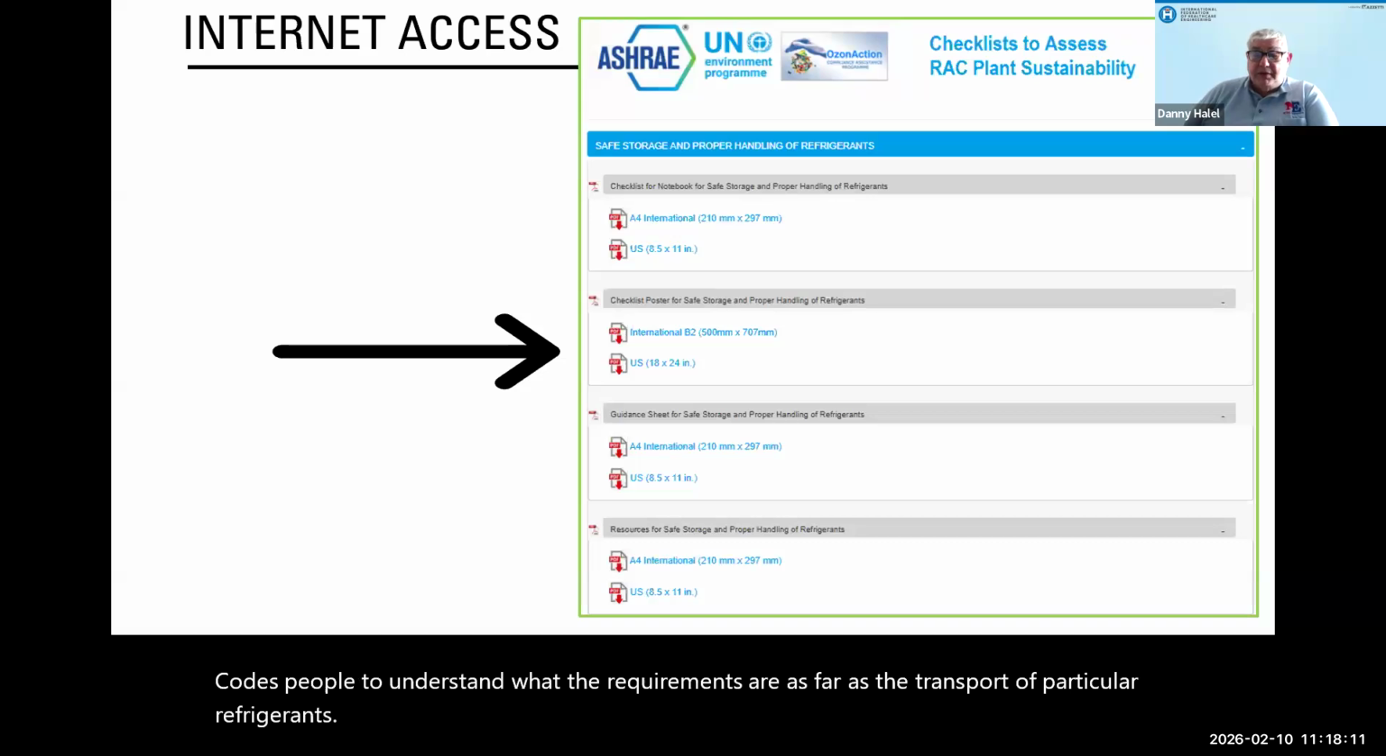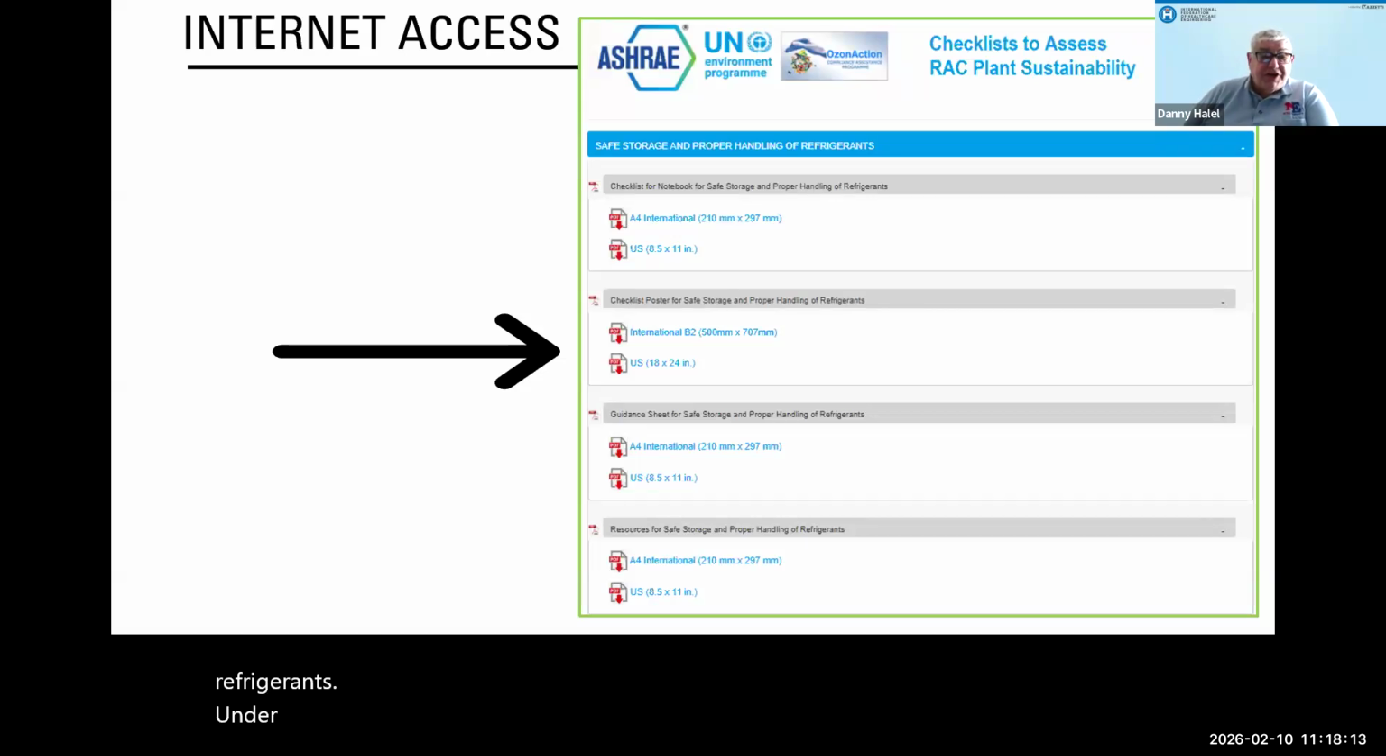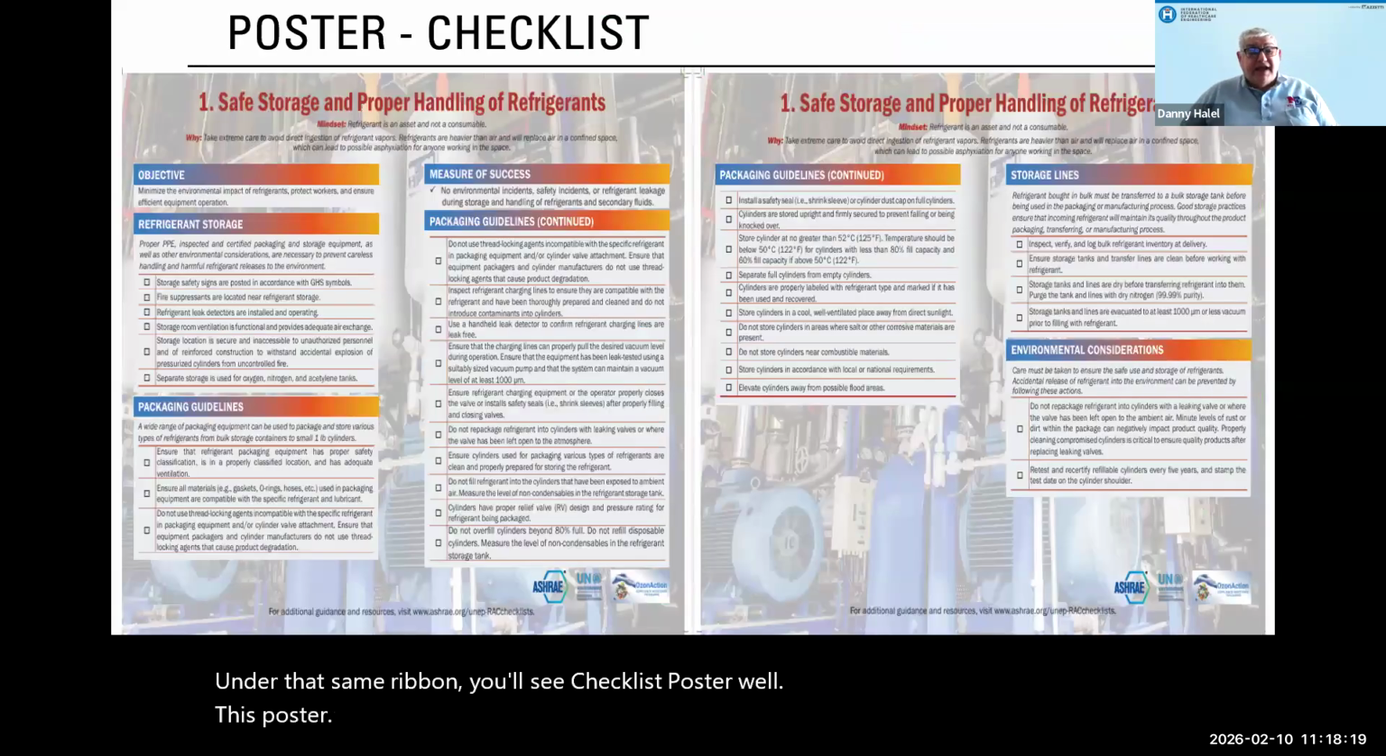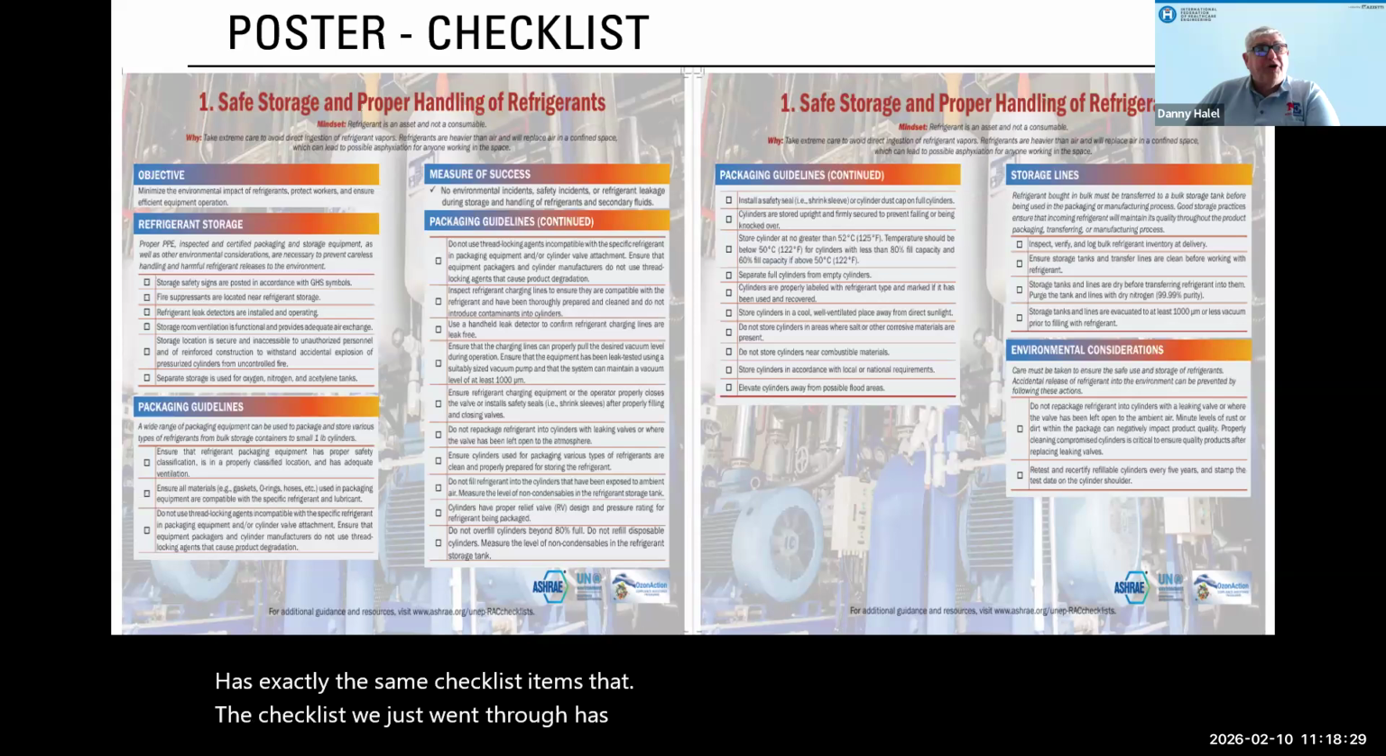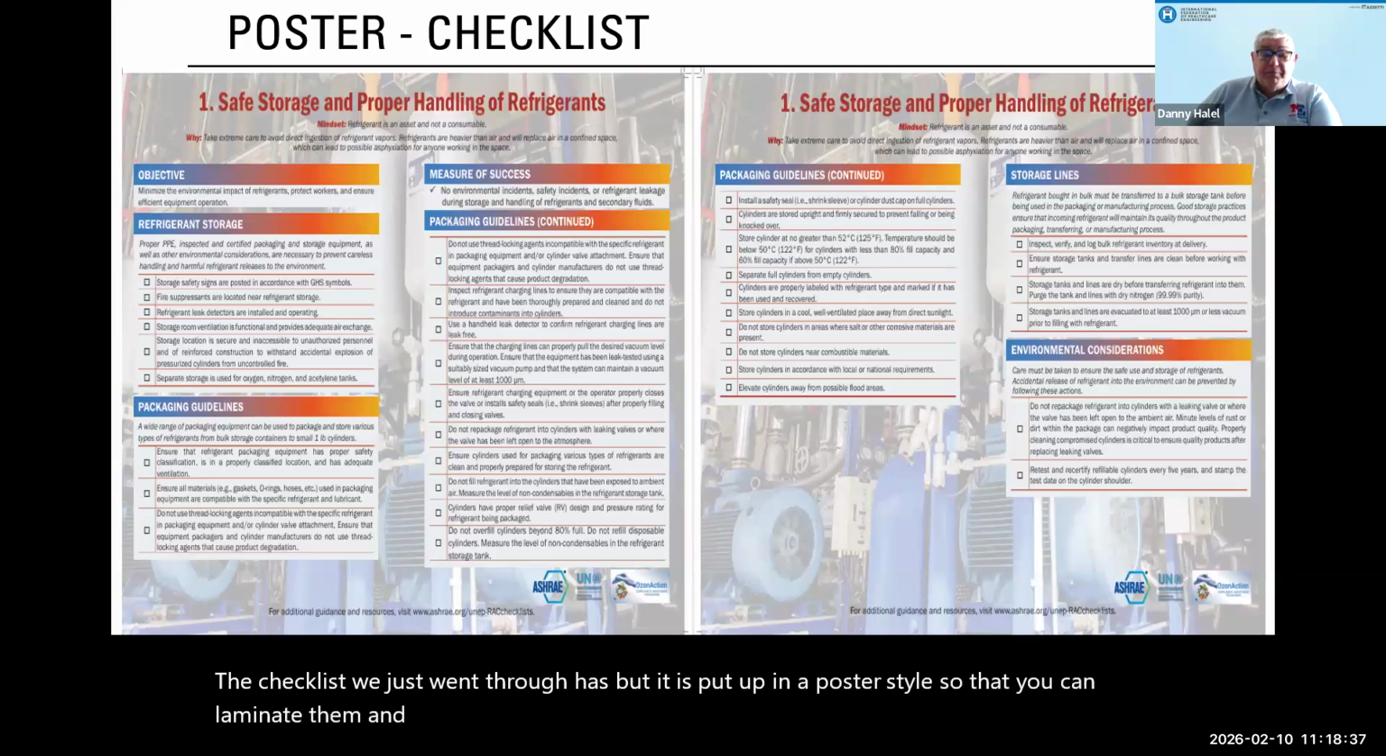Under that same ribbon, you'll see checklist poster. Well, this poster has exactly the same checklist items that the checklist we just went through has, but it is put up in a poster style so that you can laminate them and put them either in the machinery room or your maintenance office.